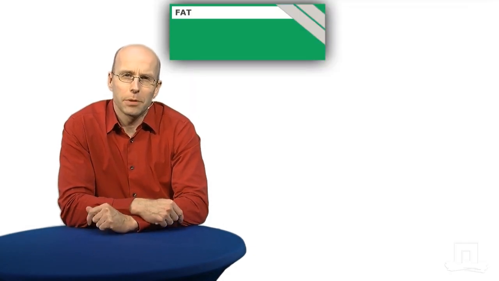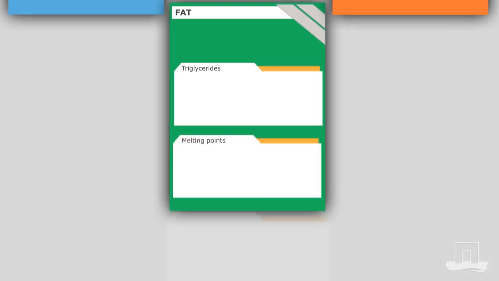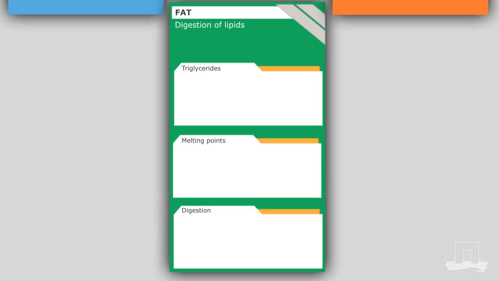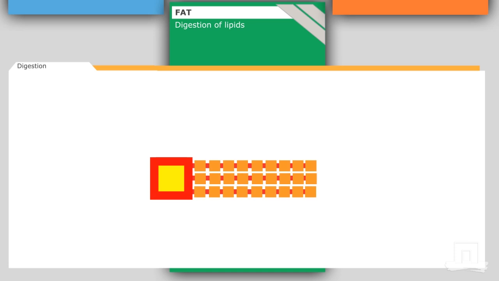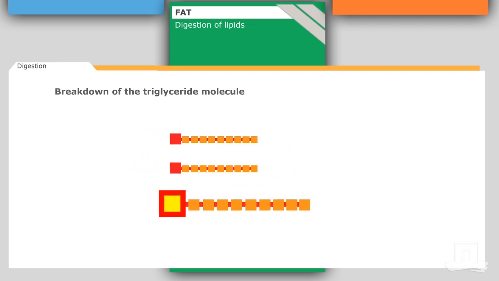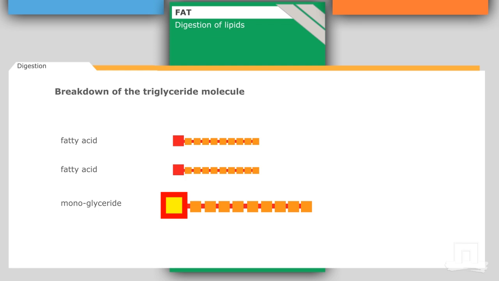Hi. Now, before dietary fat can be taken up into our bodies, it needs to be digested. So in this video, I will discuss fat digestion or triglyceride digestion. Now, digestion of dietary fat involves the breakdown of the triglyceride molecule into two fatty acid molecules and one monoglyceride molecule. And a monoglyceride molecule is glycerol attached to one fatty acid.